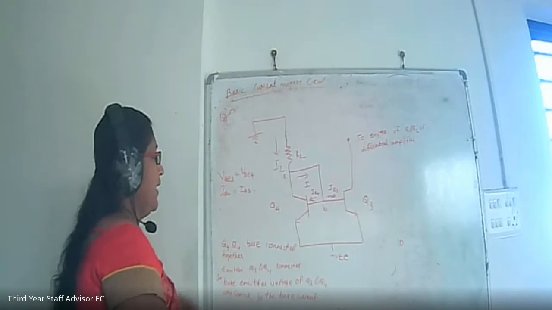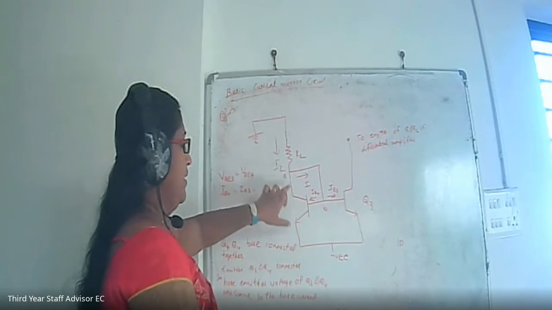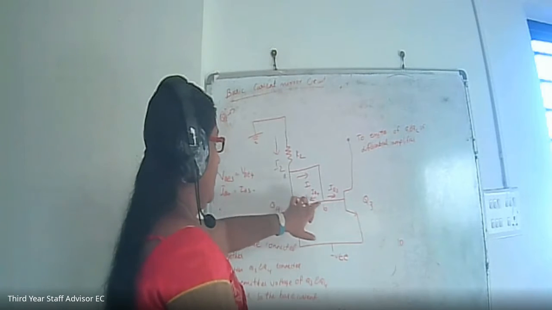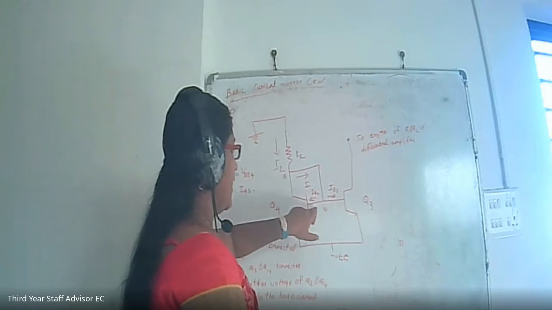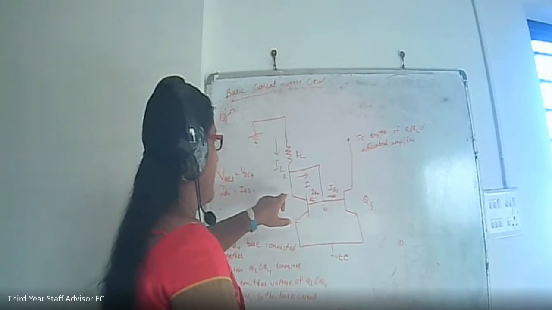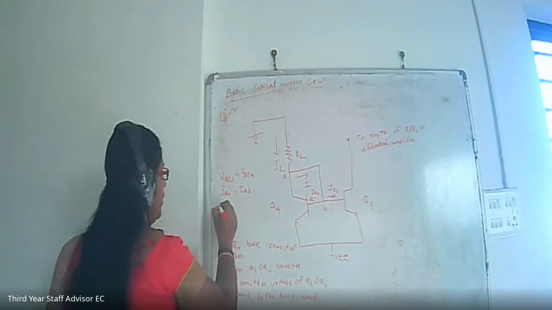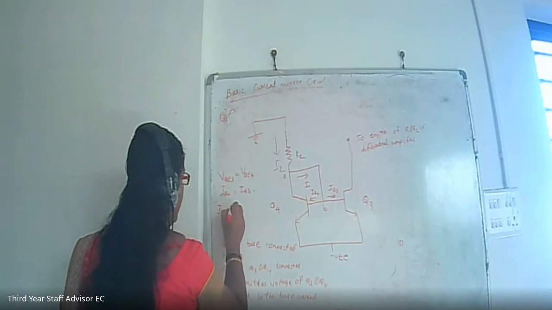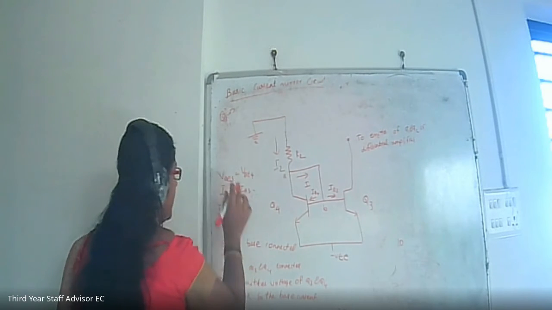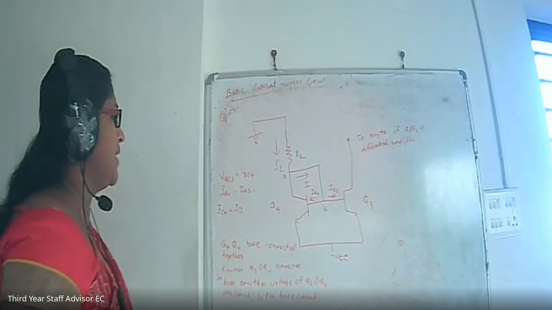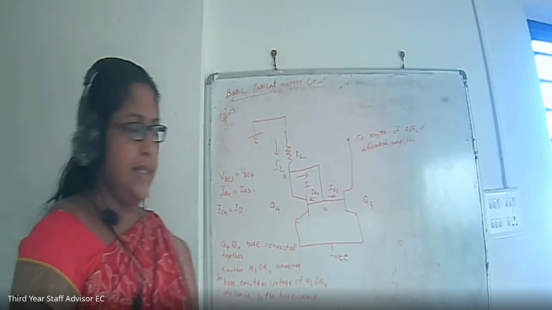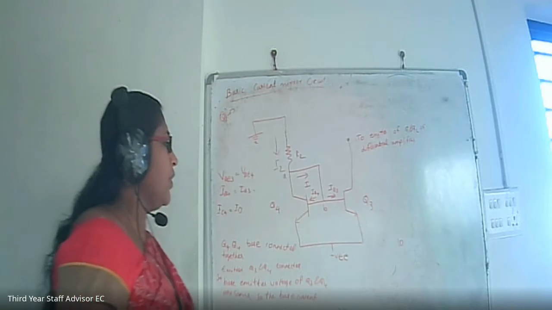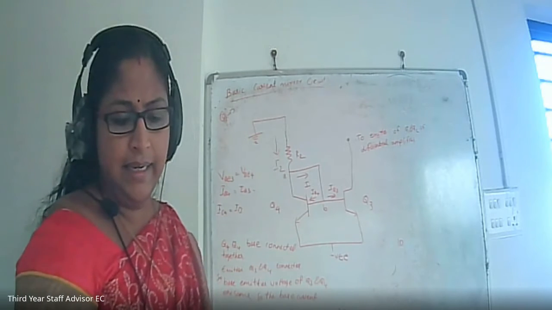Similarly, the collector currents will be the same. Since the base to emitter voltage and the base currents are the same, the collector currents will be the same. So how can you write the equation? IC4 equal to IC3. Since the base emitter voltage is the same and the base currents are the same, you can say that the collector current is the same.